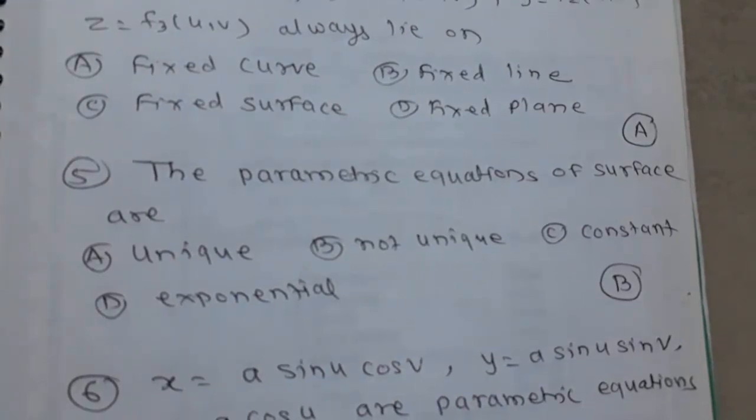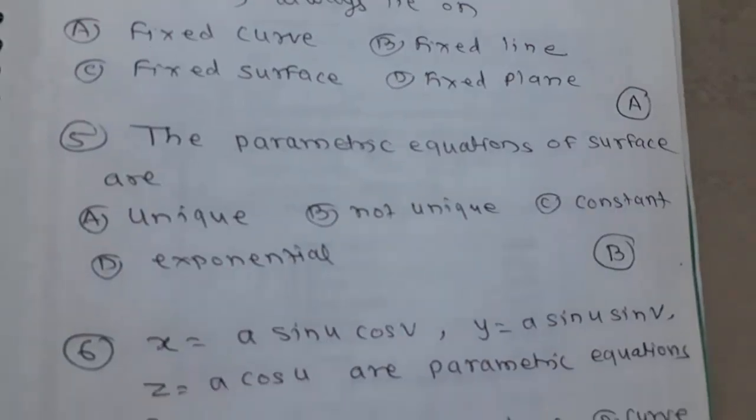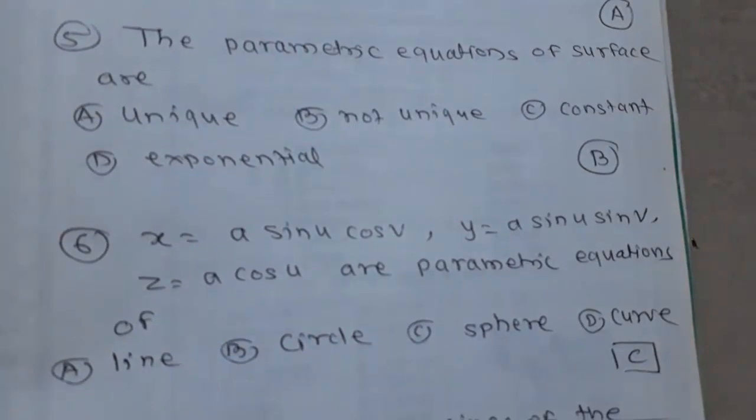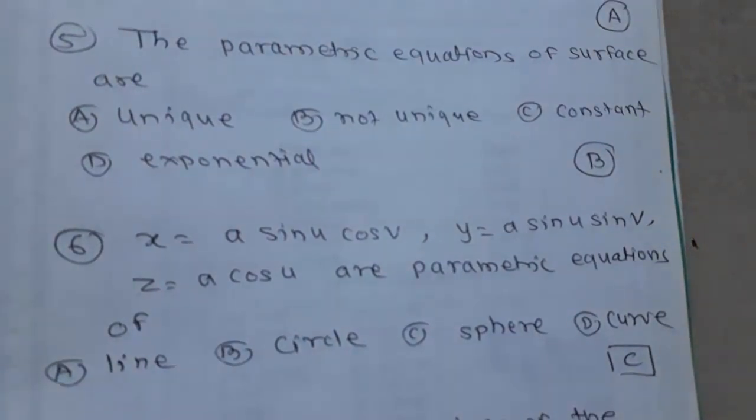The parametric equations of a surface are unique, not unique, constant or exponential. We know that the parametric equations of a surface are not unique, and hence the correct option is B. Sixth, x equal to a sin u cos v, y equal to a sin u sin v, z equal to a cos u are parametric equations of a line, circle, sphere or curve. We know that these are the parametric equations of the sphere.